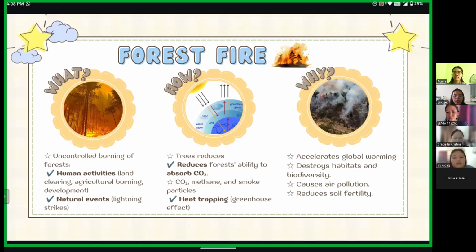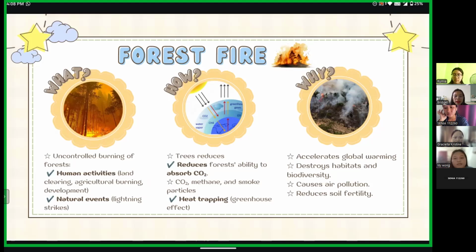Other than that, forest fires can also release greenhouse gases such as carbon dioxide, methane, as well as smoke particles into the air. Burning vegetation releases carbon stored in trees and plants into the atmosphere. Carbon dioxide and methane are the greenhouse gases that contribute to climate change most of the time. The smoke particles can also remain in the atmosphere and affect the air quality as well as the climate.